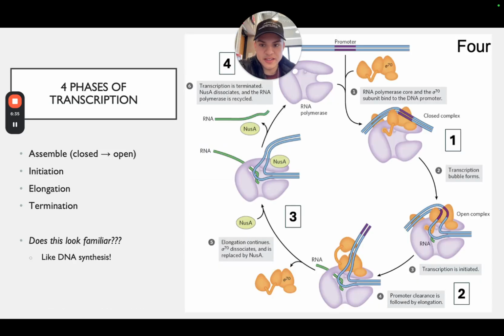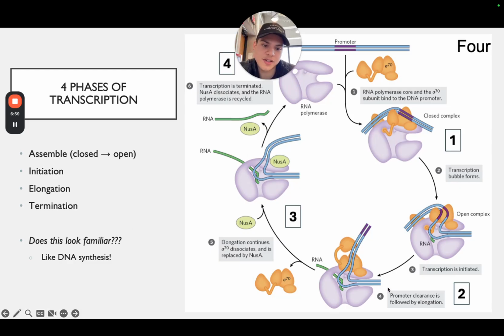So there are 4 phases of transcription: assembly, initiation, elongation, and termination. The assembling part is just bringing the complex together and allowing it to bind onto the promoter region. Initiation is what ends up happening to this complex that allows it to go from the closed complex to the open state, and then from there initiate transcription. So that's that step, which we'll go in depth.